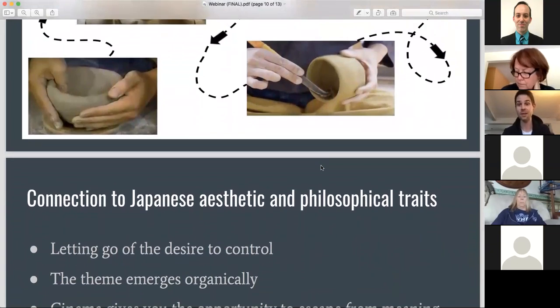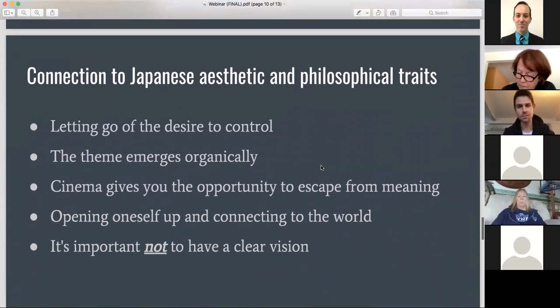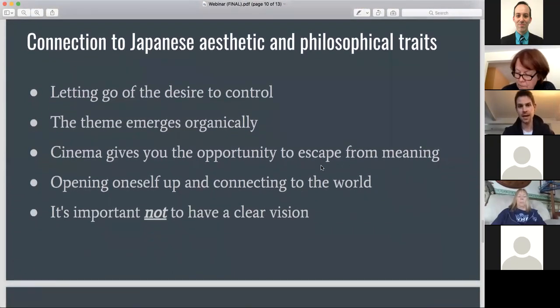They're always surprised by what the pot ends up becoming, the color. They often don't know what the color is going to be, where the cracks are going to be, because they've only taken it out after a couple of hours. So I think if you apply that to youth filmmaking, it's a really interesting approach that we might want to look at. And here's how it connects to some fundamental Japanese aesthetic and philosophical principles.